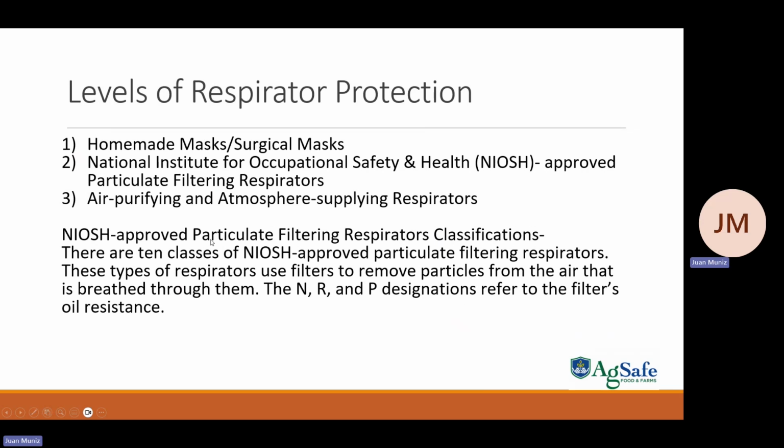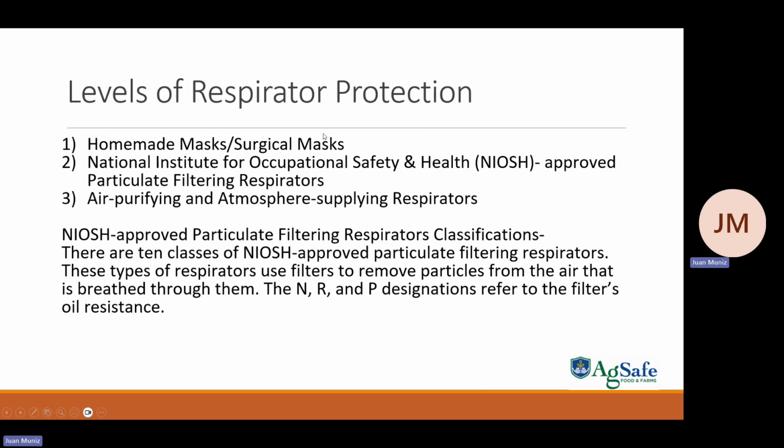Levels of respirator protection: homemade masks or surgical masks. Now, homemade masks are just used for illustration or for explanation, so that we are talking about the surgical type masks that are loose fitting. There aren't any homemade masks that are approved for use. So again, I'm just using it for reference so that we understand that it's the surgical loose fitting masks, typical of your homemade mask that we saw during the COVID period. That is the lower level of protection.